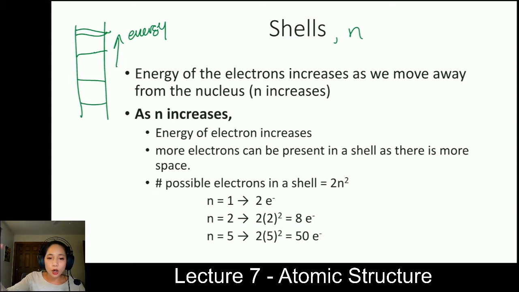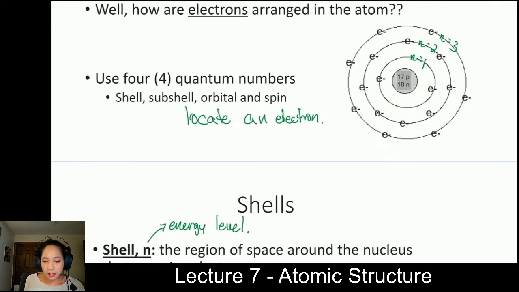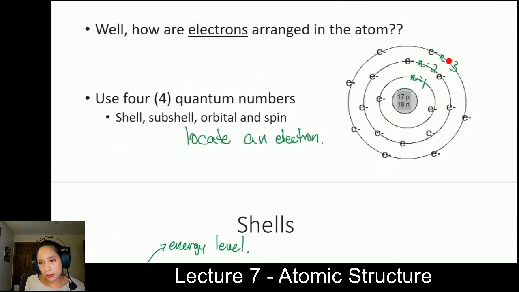The further away you are from the nucleus, and as n increases, the energy of that electron within that shell increases. So yeah, as n increases, energy of the electron increases, and also a consequence when n increases, that you can have more electrons present in that shell. Because you can see as we go up in n value, our circles are getting bigger, our rings or orbits are getting larger. So if there's more ring space, you can put more electrons in those rings.